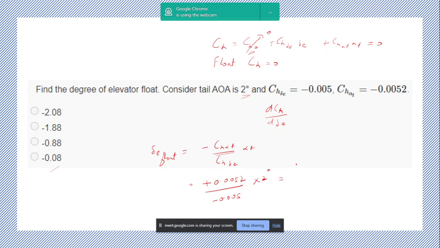What will the value be? Just calculate and tell me. 0.0052 divided by 0.005 into 2. So it's minus 2.08. Right, so this is the answer. If you leave your elevator to float freely, it will float at this angle. That's what it means. So there is no hinge moment.